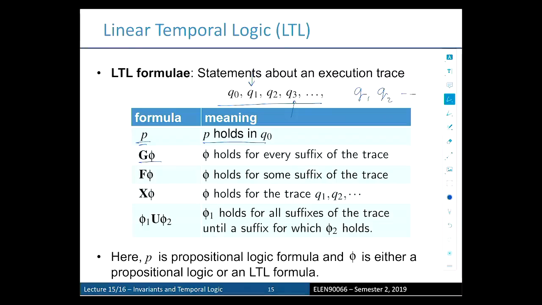So G holds for every suffix of the trace. So whenever I start, P should be satisfied. What is another way of saying it? It means P is true for every single element of the sequence. By looking at different suffixes, I'm really just testing every single element.